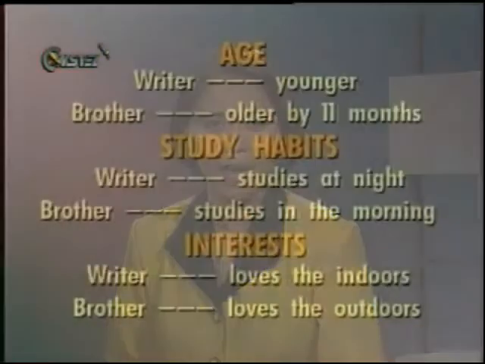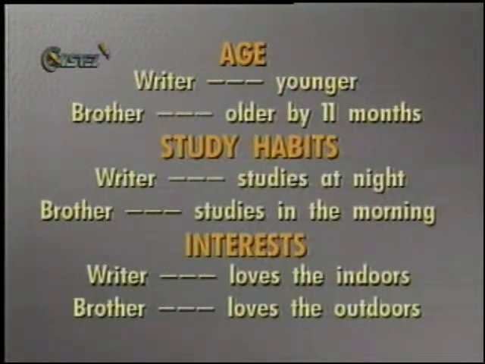What is the main idea of the paragraph? That the writer and his brother are different. The facts are found in their age, study habits, and interest. The important facts that support the main idea could be shown in this way. Age, writer, younger. Brother, older by 11 months. Study habits, writer, studies at night. Brother, studies in the morning. Interest, writer, loves the indoors. Brother, loves the outdoors.